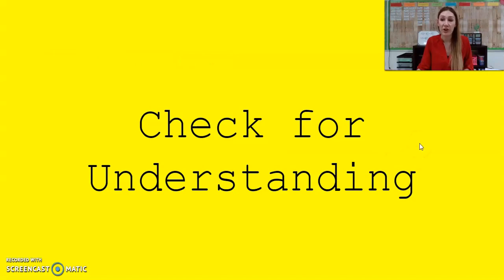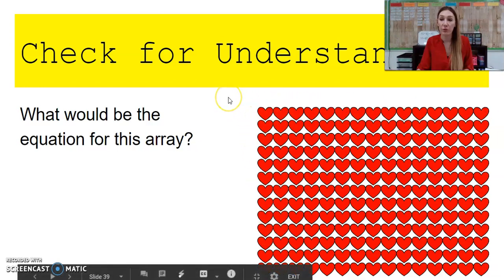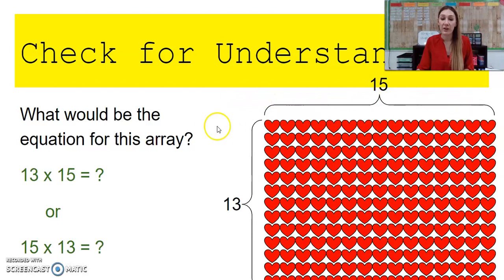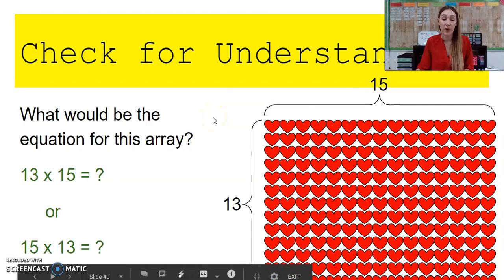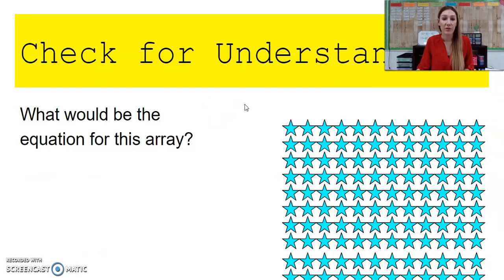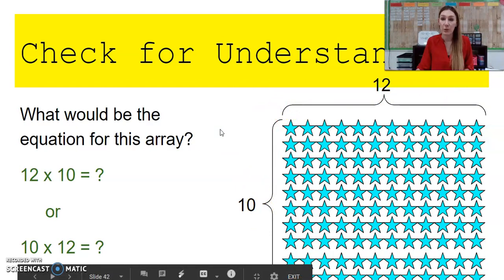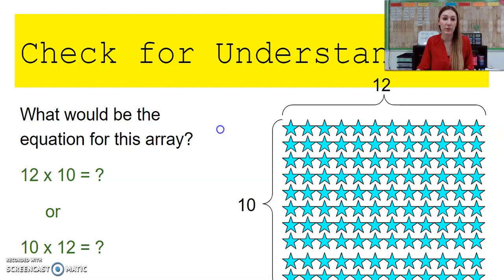All right, let's go through and do our check for understanding. What would be the equation for this array? Remember, we need to count the number of columns and the number of rows, and then we're going to multiply those together. So we have 15 columns, 13 rows, so our equation would be 13 times 15 equals, or 15 times 13 equals. What would be the equation for this array? So we have 12 columns, 10 rows, 12 times 10 equals, or 10 times 12 equals.